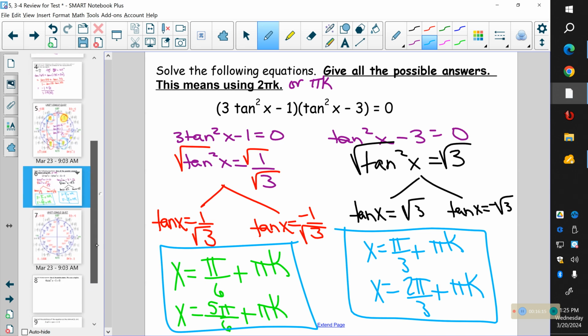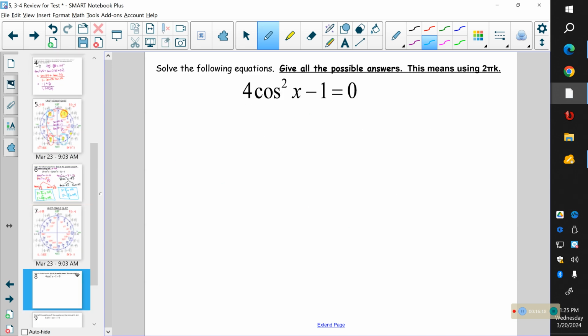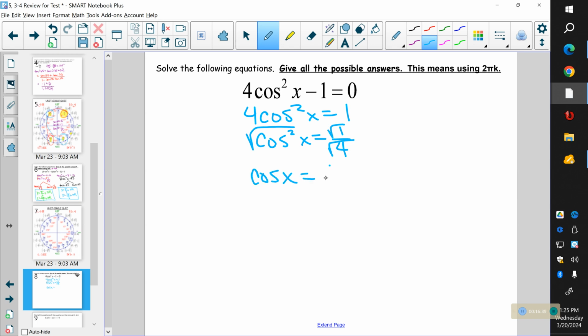Okay? Next, 4 cosine squared of x minus 1. Don't overthink this. So how would I solve this? Send the 1 to the other side. So I have 4 cosine squared of x is equal to 1. Cosine squared of x is equal to 1/4. Square root it. So the cosine of x is equal to 1/2, and the cosine of x is equal to negative 1/2. Do we see that? There's 2, plus or minus, right? Because you have to add that plus minus there.